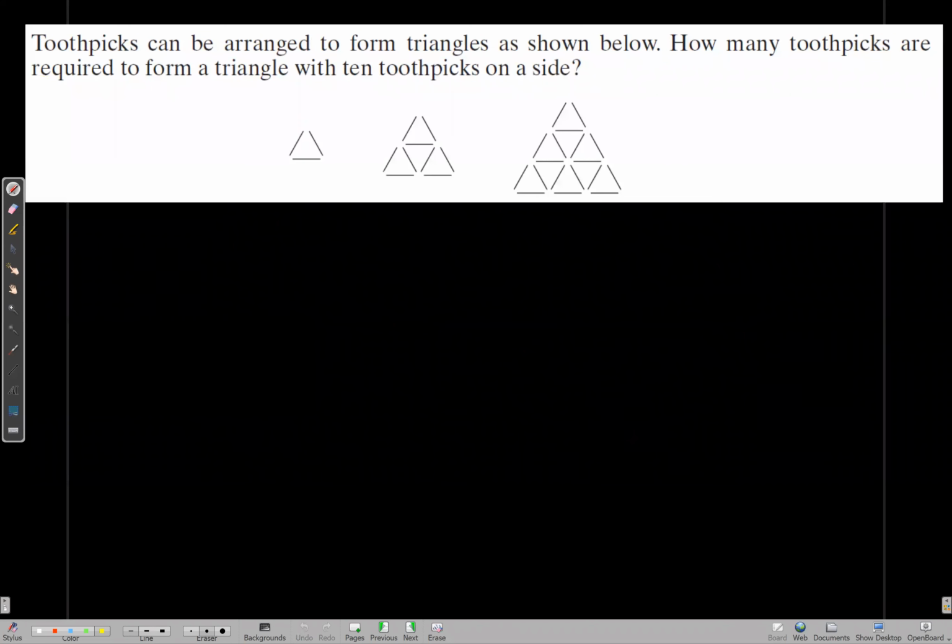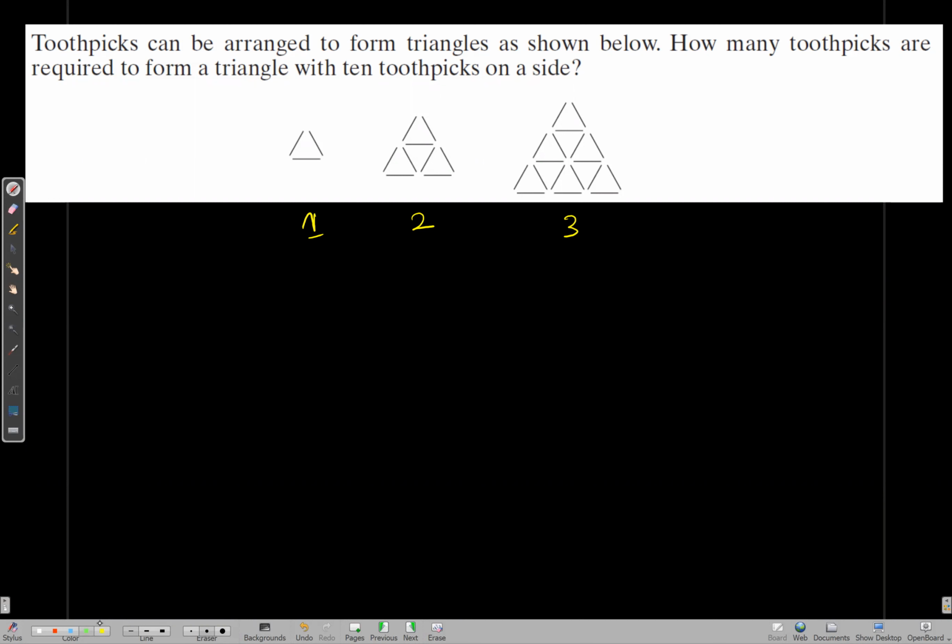Next one. Now this is about toothpicks. This looks like the first problem. Now in this one, how do you arrange this? How many toothpicks are required to form a triangle with 10 toothpicks on a side? So this is one toothpick on a side, this is two toothpicks, this is three toothpicks. So how do you see this problem? What is the easiest way?